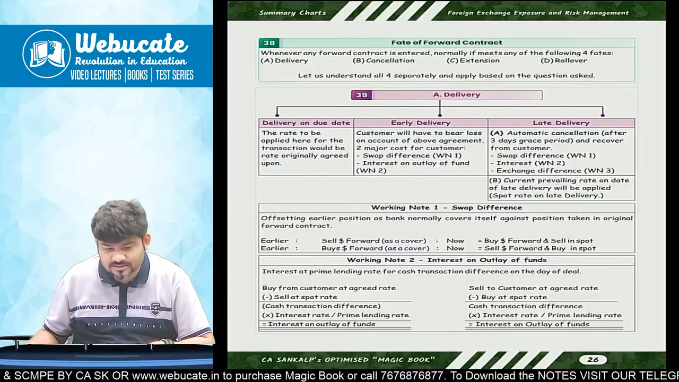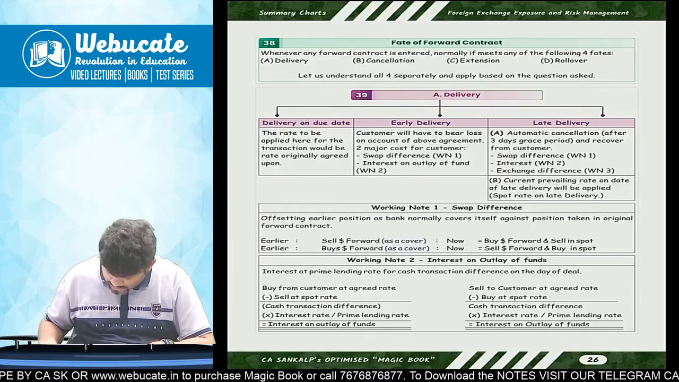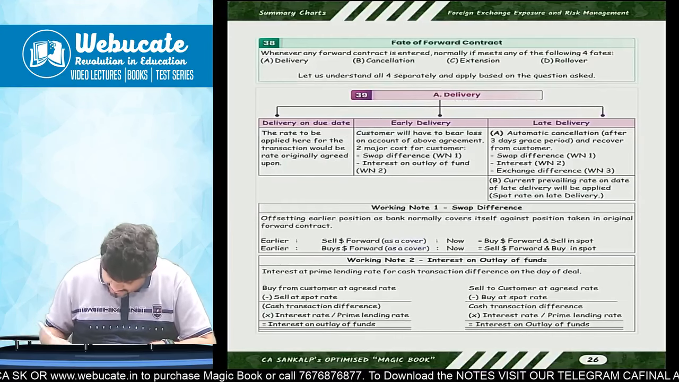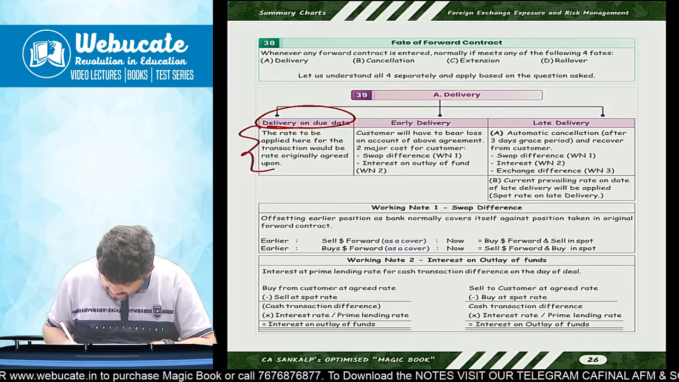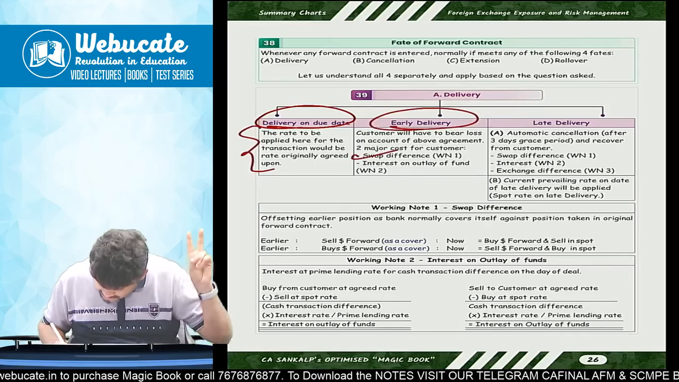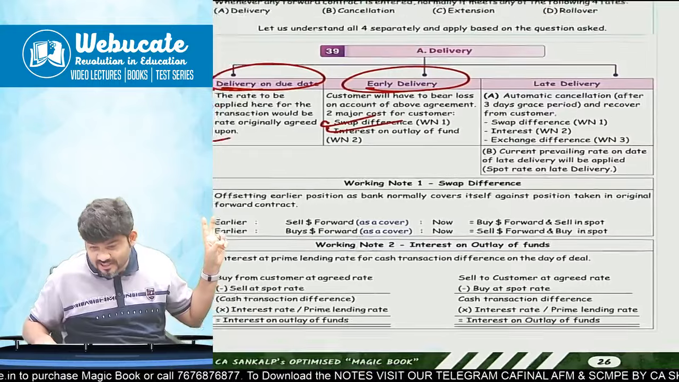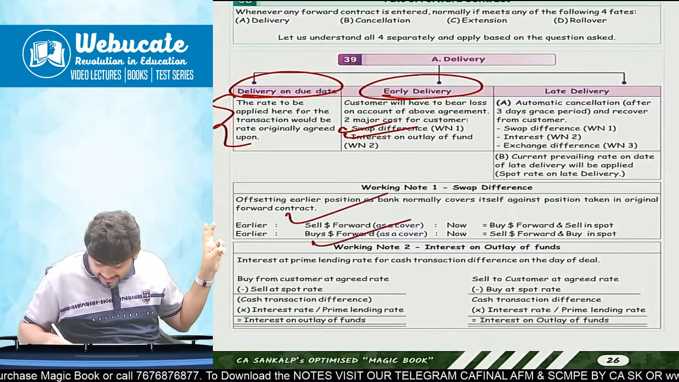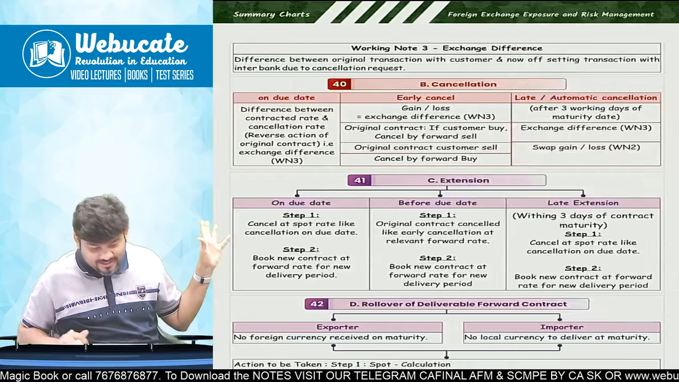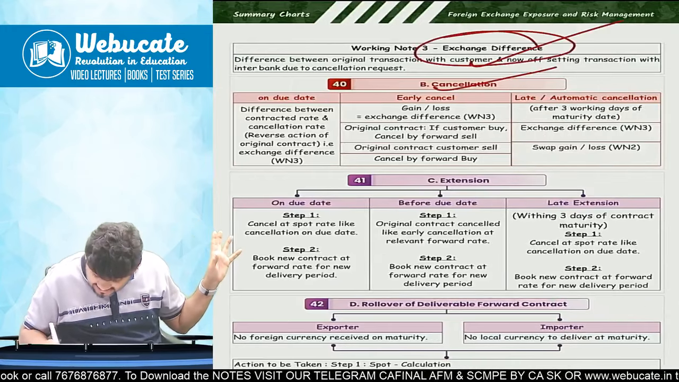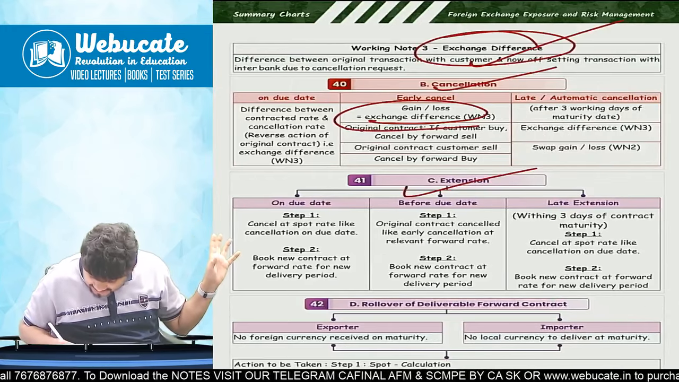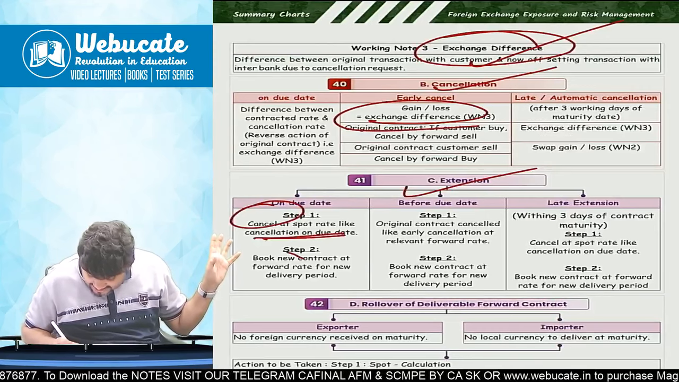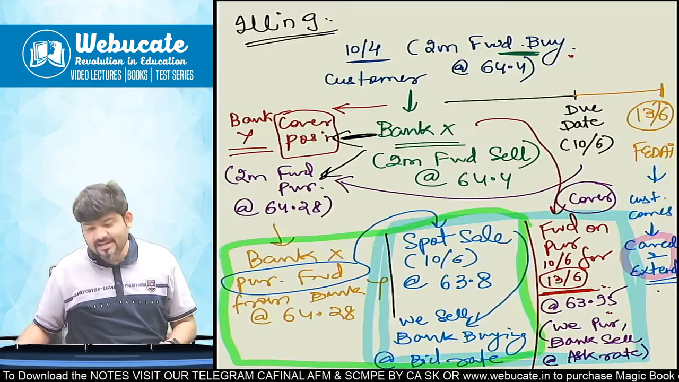See, this is the magic book. So, all the things: delivery. If delivery on due date, what is to be done? If early delivery, swap difference, interest on outlay of funds. What is swap difference? Again, that also I have explained to you here. Then cancellation: in cancellation, there is going to be exchange difference. In extension, cancel like cancellation, then book new contract. That is how the system works.